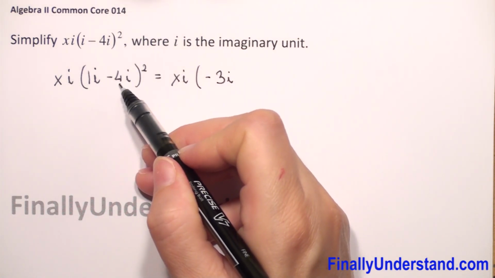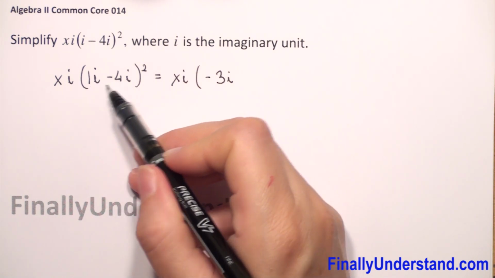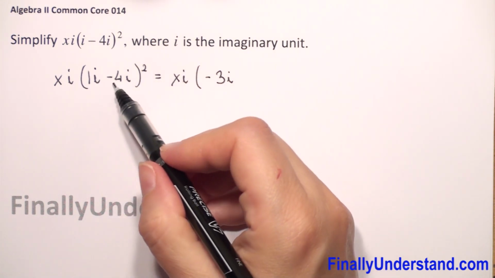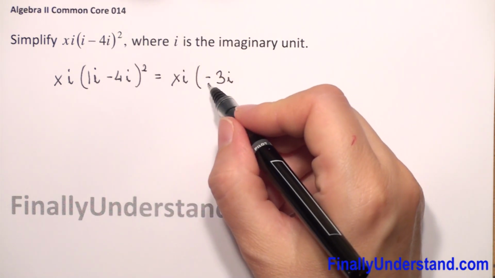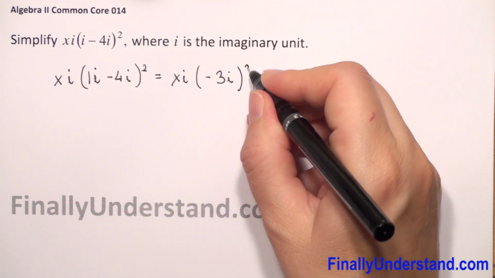We subtract the smaller number from the bigger number: 4 minus 1 is 3, and we copy the sign of the larger number. 4 is negative, so that's why we have a negative sign. Close parentheses, to the second power.